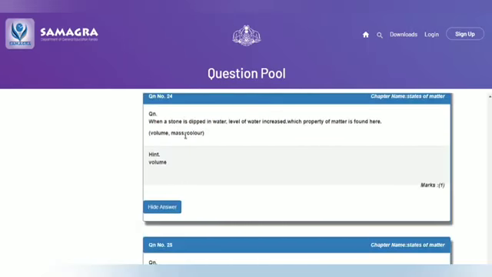When a stone is dipped in water, the level of water increases. Which property of matter is found here? Volume. That is, when a stone is dipped in water, the level increases. The property used is volume.